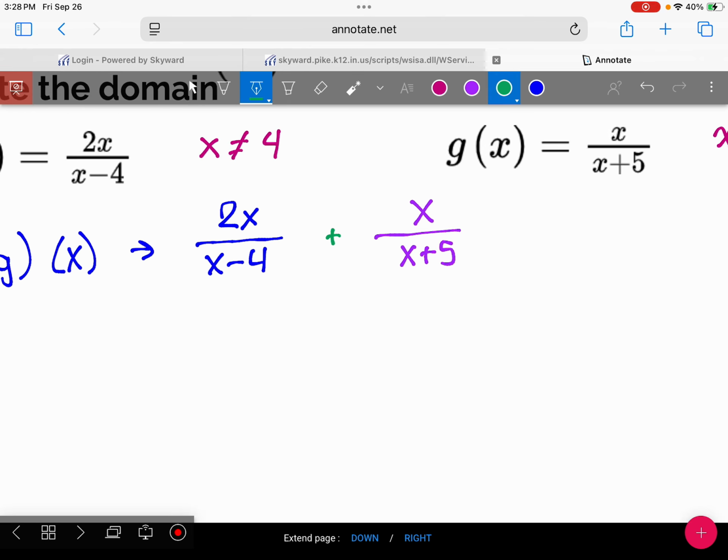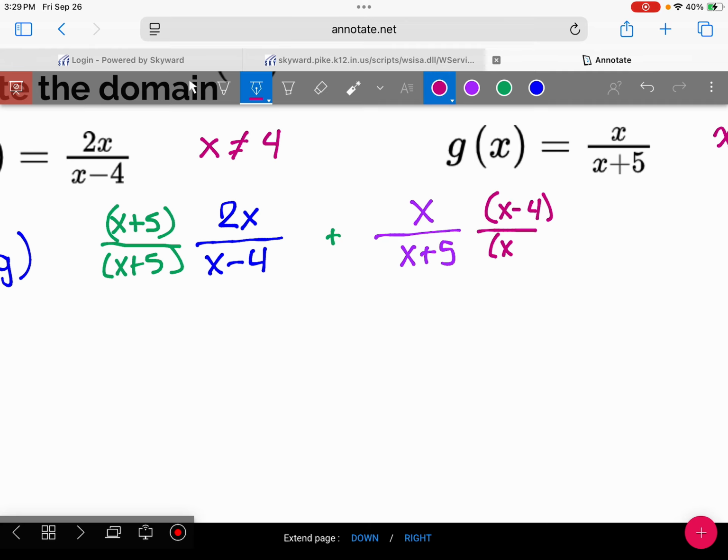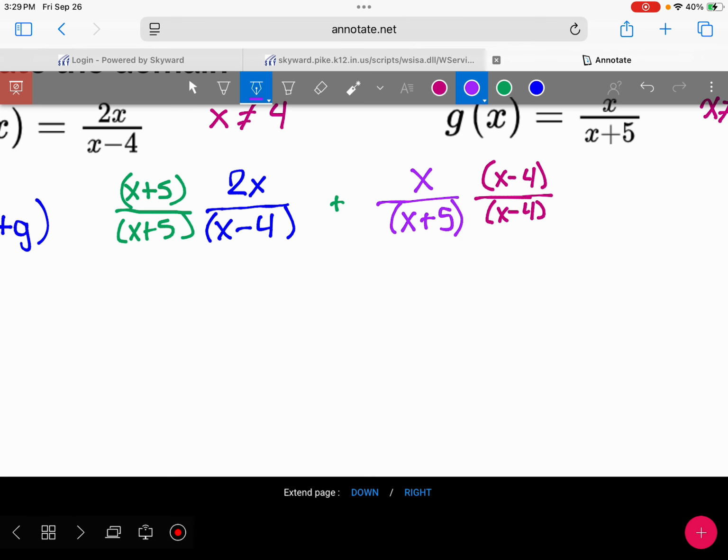Since I have only expressions here, I don't have equations, I'm going to just remove this so I have a little bit more space. I need to multiply by weird looking ones. So if I multiply this one by our x plus 5, because that's the other denominator that we have, and I multiply this fraction by the x minus 4, because that's the other denominator that we do not have a part of yet, that's going to let us get to that common denominator so that we could add our numerators together.